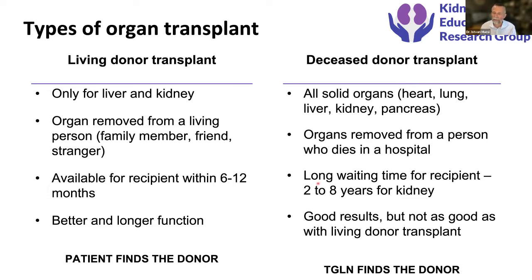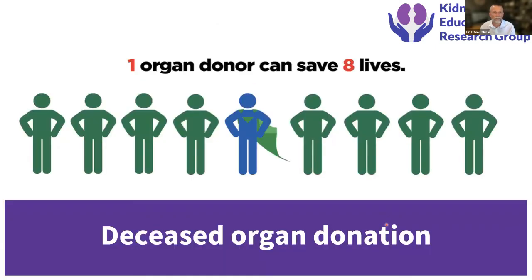A waiting time for a deceased donor transplant could be up to 6-8 years after you start dialysis, which is an awful lot of time. And the results are good from a deceased donor transplant as well, but not as good as with living donor transplant. When we talk about deceased donor transplantation, it's important to emphasize that registering as an organ donor after your death is important.